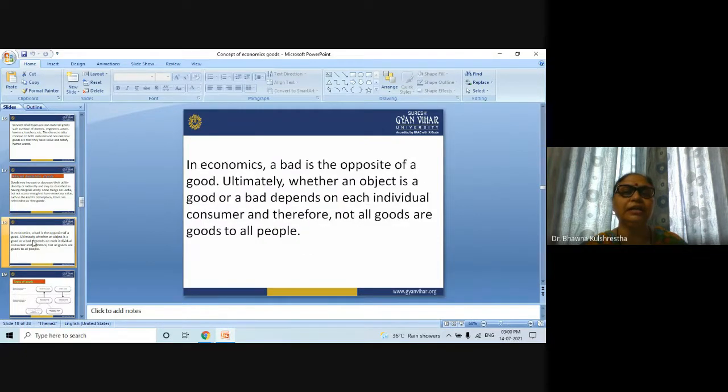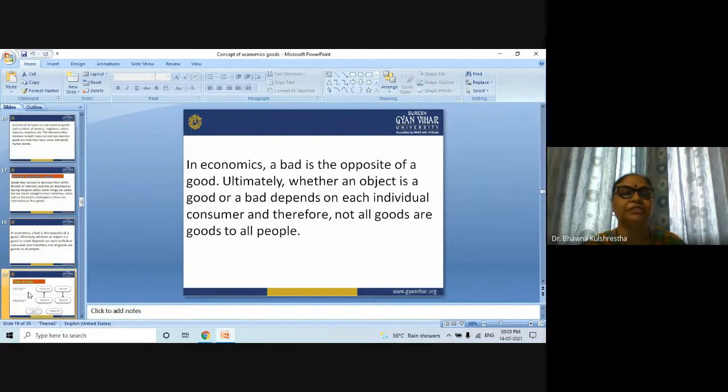And in economics, a bad is the opposite of a good. Ultimately, whether an object is a good or a bad depends on each individual consumer, and therefore, not all goods are goods to all people.